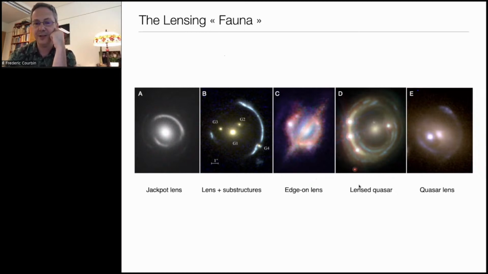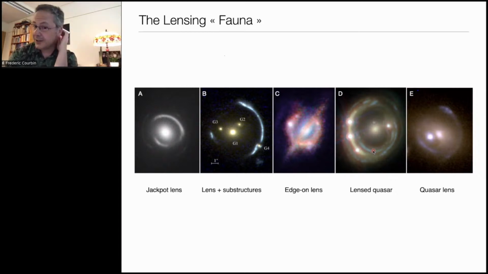Another type of lens is where you have a lensed quasar. So there you have 1, 2, 3, 4 images of a quasar. And this ring is its lensed host galaxy. And this is the lens galaxy and some companion to it. So another substructure, you would say.